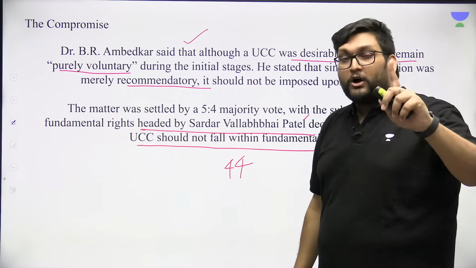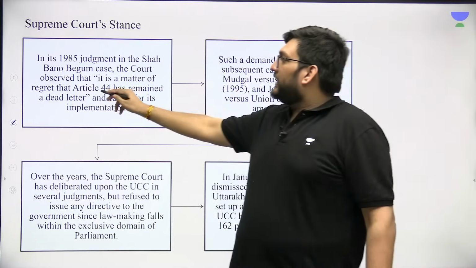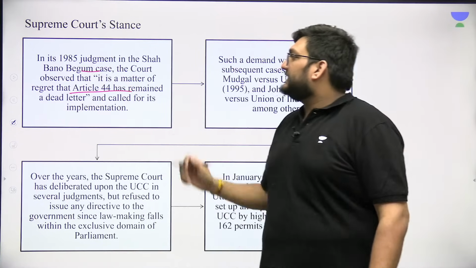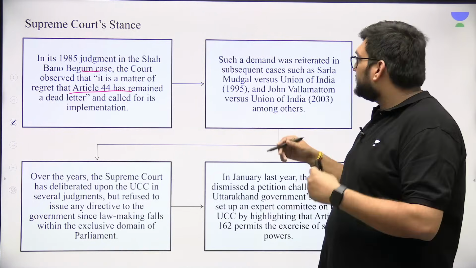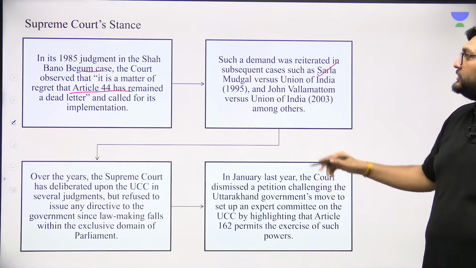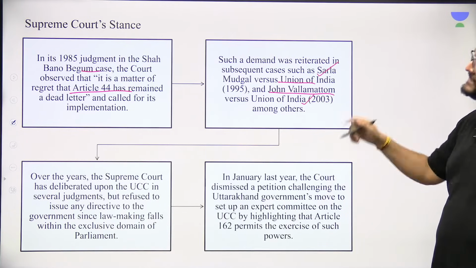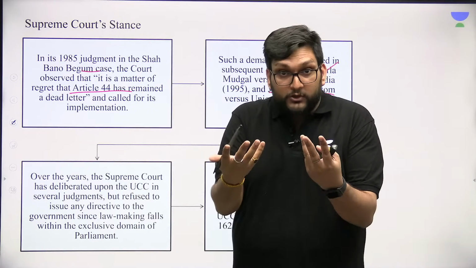Now, what has the Supreme Court argued over a period of time? The Supreme Court argued under the Shah Bano Begum case that Article 44 is a dead letter. We should work for it. We should do something about it. Thereafter, under Sarla Mudgal versus Union of India and John Vallamattom versus Union of India, again, the same point was made by the Supreme Court that we should strive for UCC.